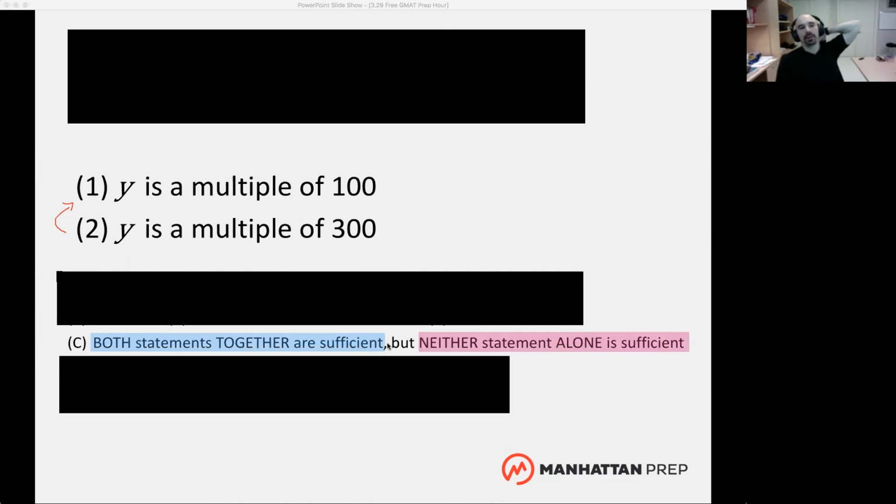For example, if the question is y a multiple of 100? Both together are sufficient. Is it possible that neither statement alone is sufficient? Yeah, if the question asks something about X, neither statement alone would be sufficient. So blue on its own, I can't eliminate. Pink on its own, I can't eliminate. But is it possible for them to both be true simultaneously?